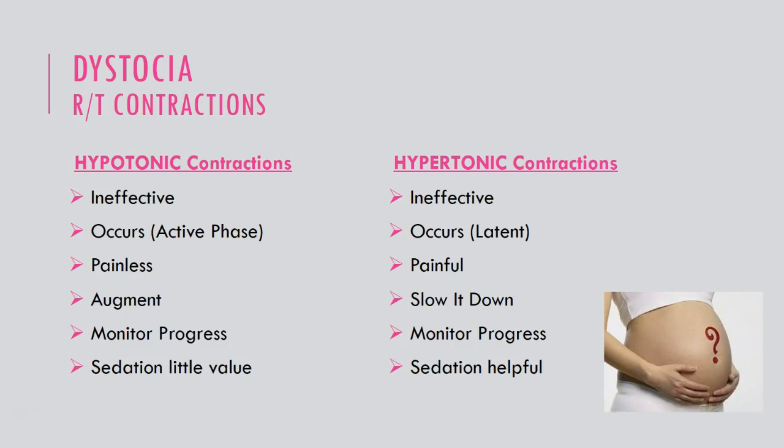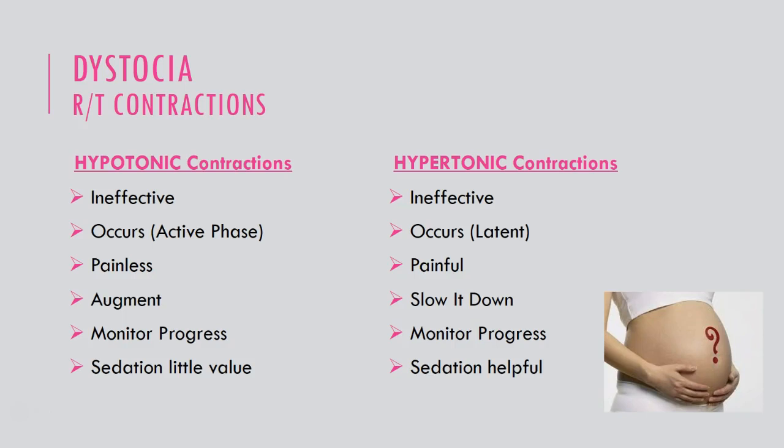On the other hand, we have also dystocia that can be related to hypertonic contractions. These are also ineffective, but typically we see these in the latent phase of the first stage. They are painful for the patient, and our goal is to slow those down. They're coming too fast, and they're not allowing enough resting tone in the uterus. So we have to slow down the hypertonic contractions.